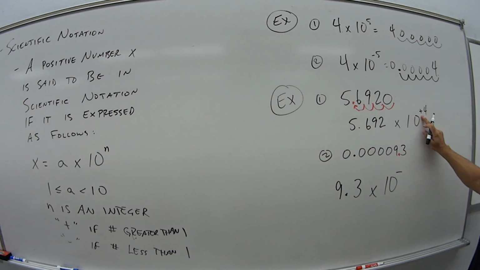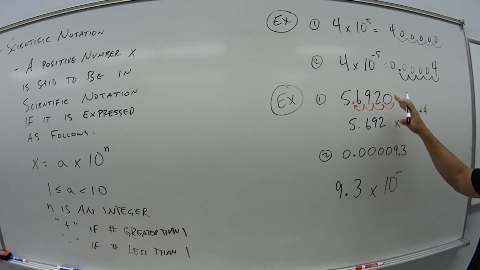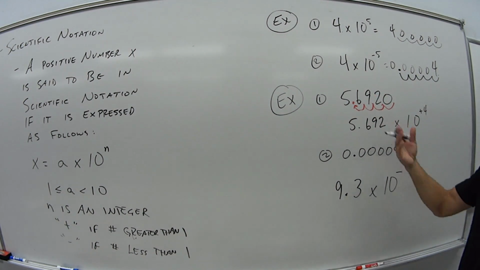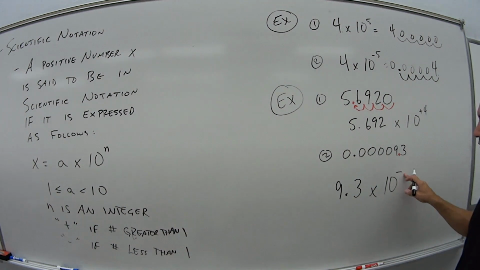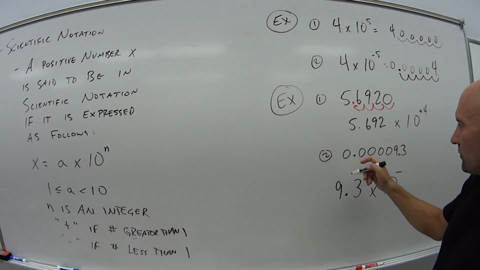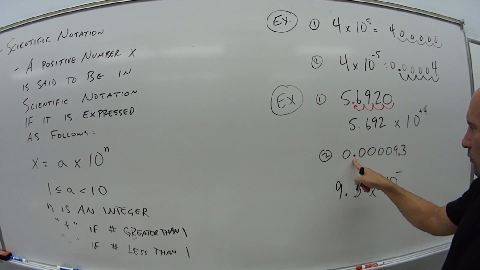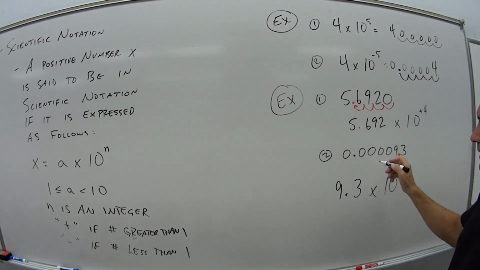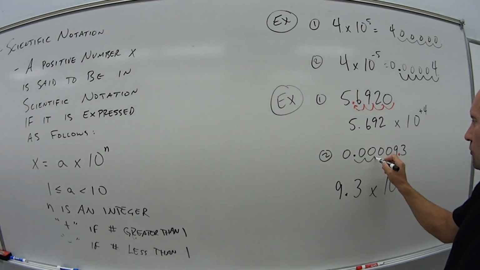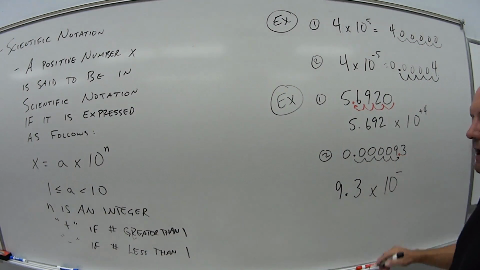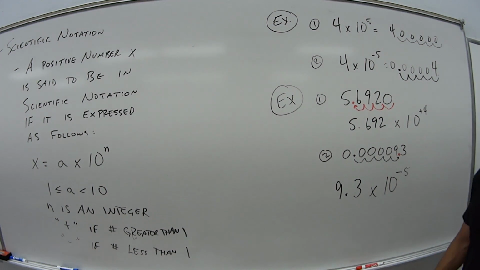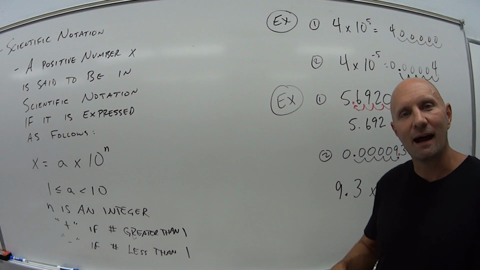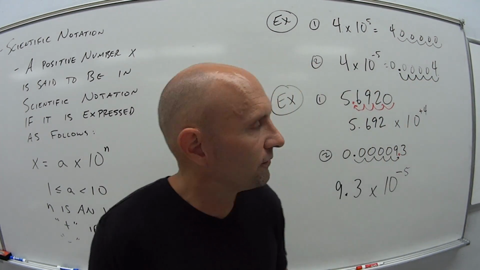Up here, you don't necessarily have to write the positive. I just wrote it to indicate that it was a number bigger than 1, so our exponent was going to be positive. With a negative exponent, you do have to write it. Then the question is, how many spaces do I have to move the decimal to get in between the 9 and 3? 1, 2, 3, 4, 5. I have to move 5 places to get the decimal between the 9 and the 3, which means my answer is 9.3 times 10 to the minus 5th power.